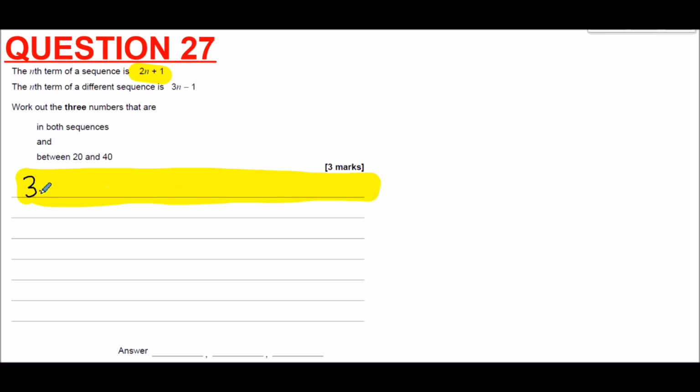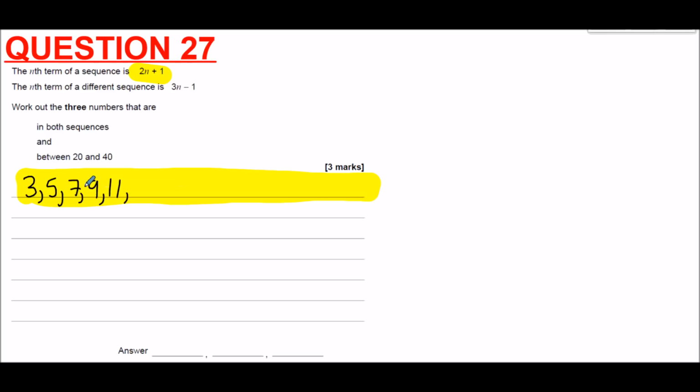And it's going to be going up in 2s because the number in front of the n is a 2. So 3 plus 2 is 5, 7, 9, 11. Now just skimming through to the question, we want to work out the numbers that are in both sequences and between 20 and 40.